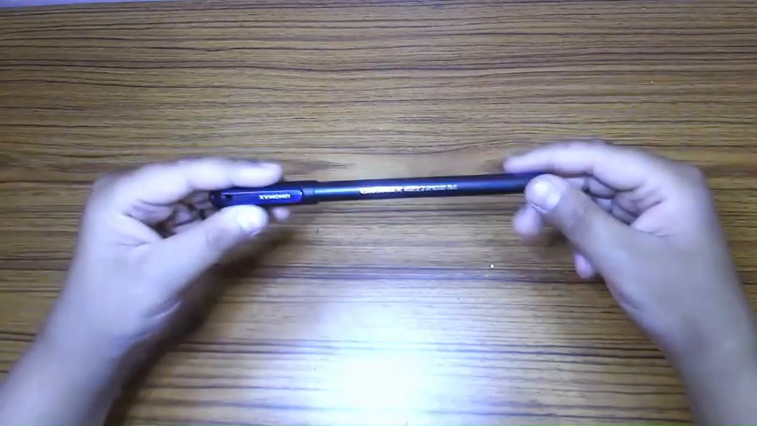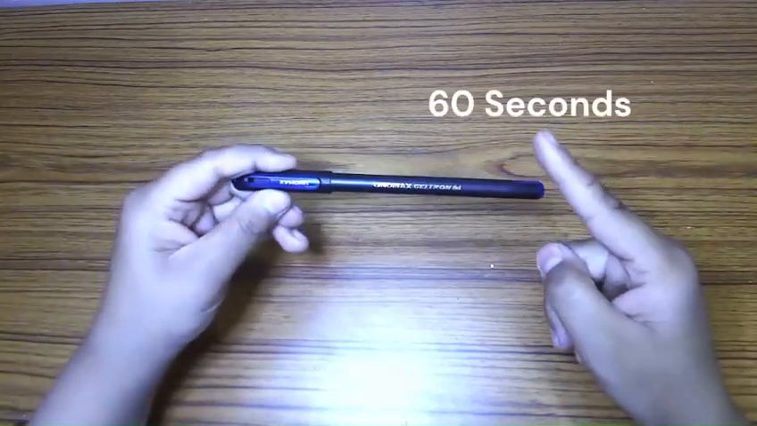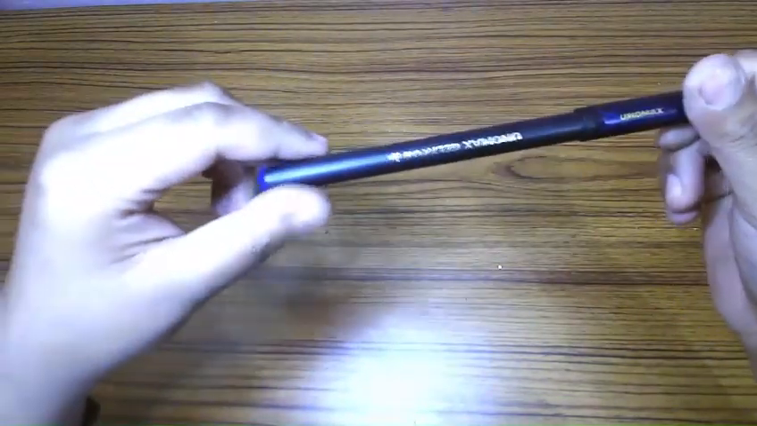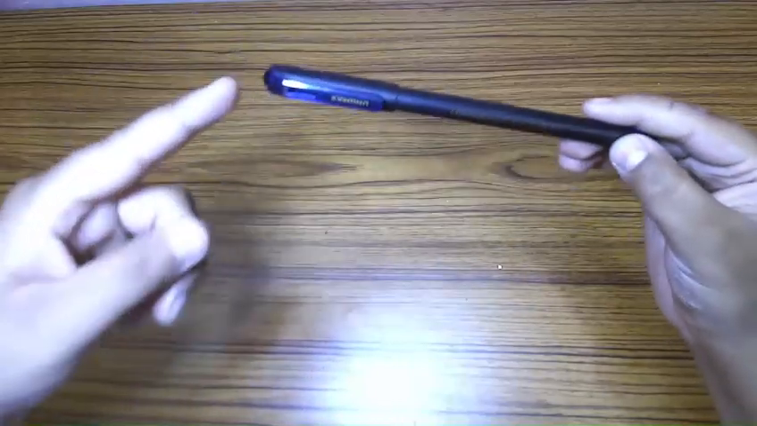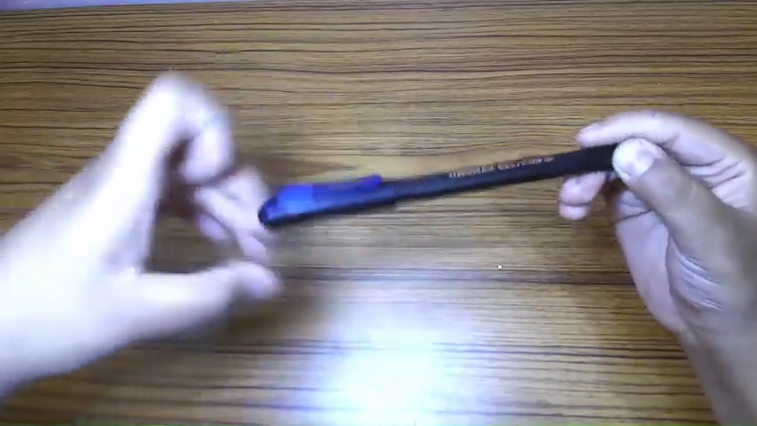A review of the Unomax Geltron Gen in under 60 seconds. So first, let's talk about its body. The Unomax Geltron Gel also comes in another frost body with a white clip. But the one I have here is black with this blue clip.